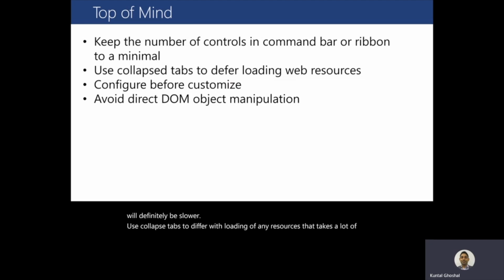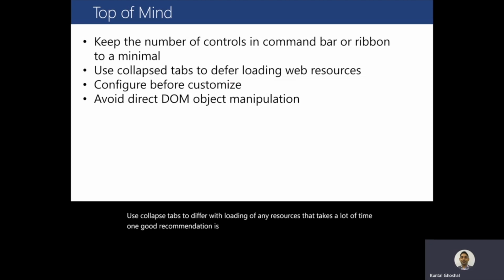One good recommendation is to use multiple different tabs in your form, and whatever information is actually required on the form when the user logs in, only put those fields on the first tab, and then subsequently move the other field information to the related tabs. The reason behind this is that tabs are loaded asynchronously, so your form performance will be much faster. Similarly, if you have a web resource or an iframe, maybe put it on a different tab so that it doesn't impact the performance of your form load.